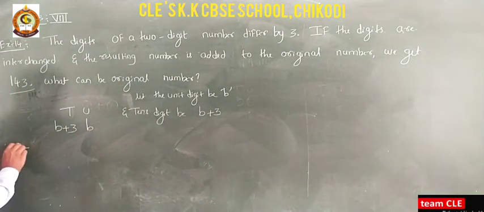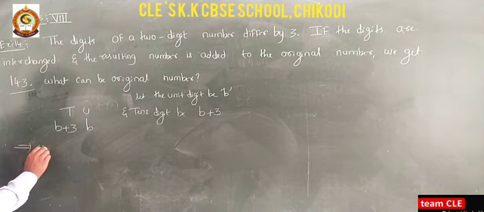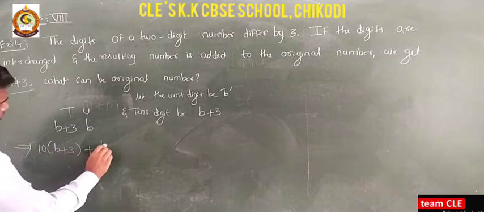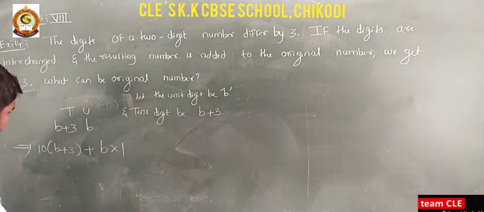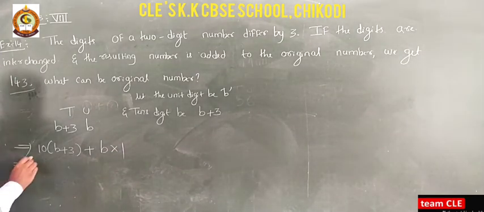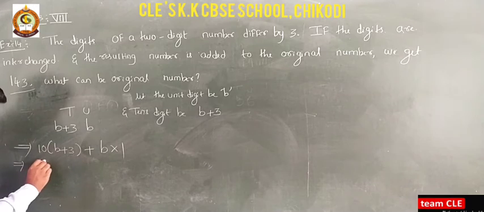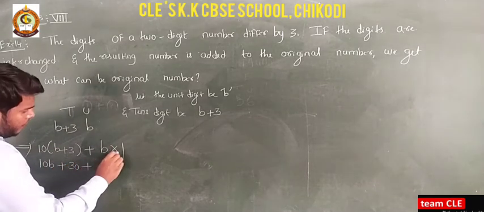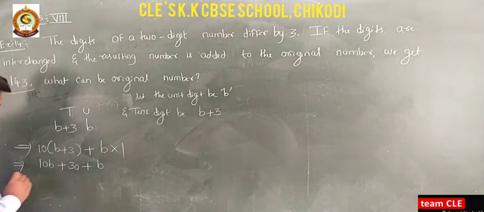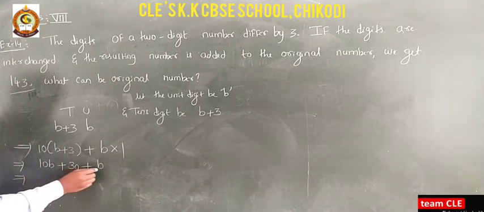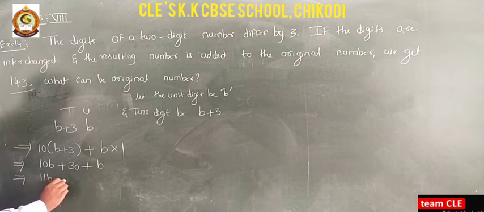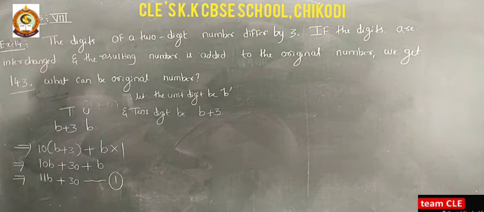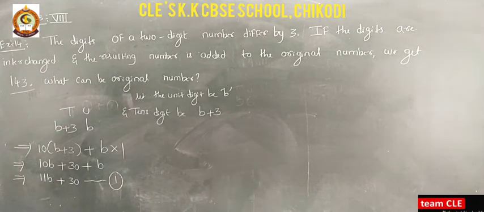This means we can write the number as 10 into (b plus 3) plus b into 1. Multiplying inside, 10 into b is 10b, plus 10 into 3 is 30, plus b into 1 is b. Finally the answer is 10b plus b, which equals 11b plus 30. Call this equation 1.